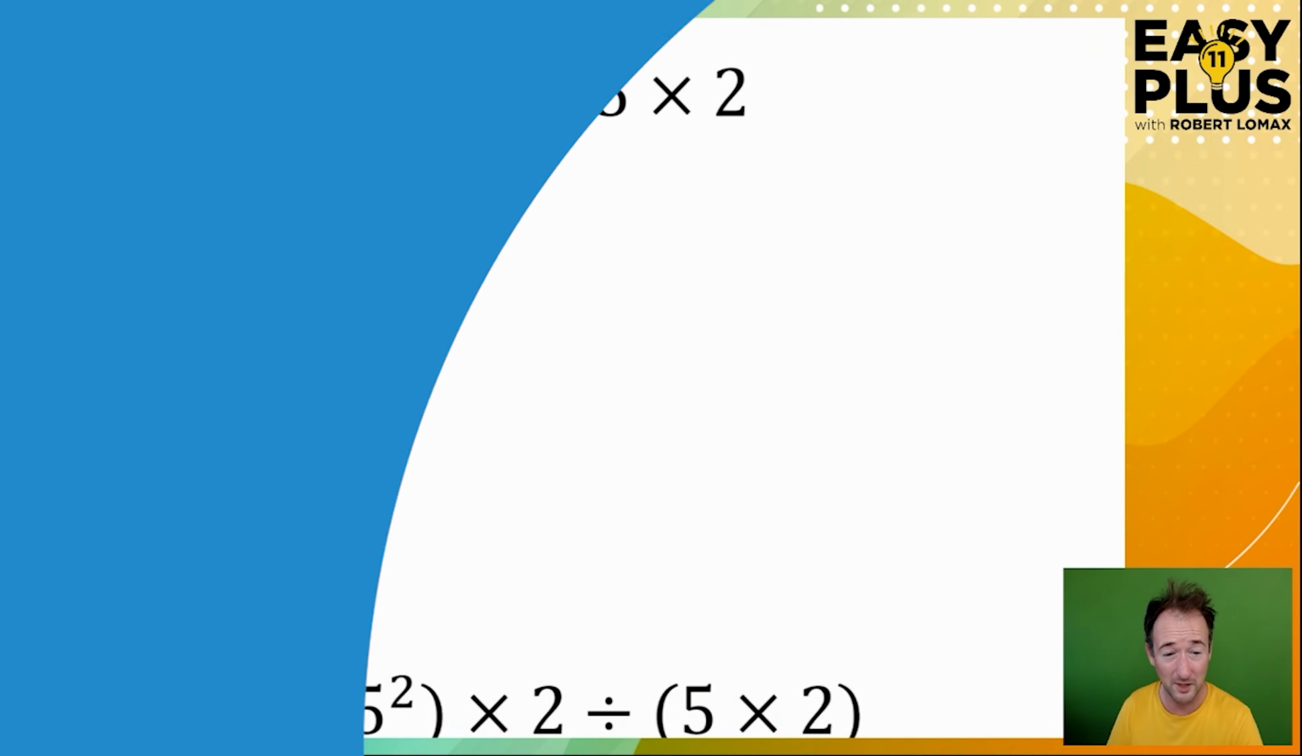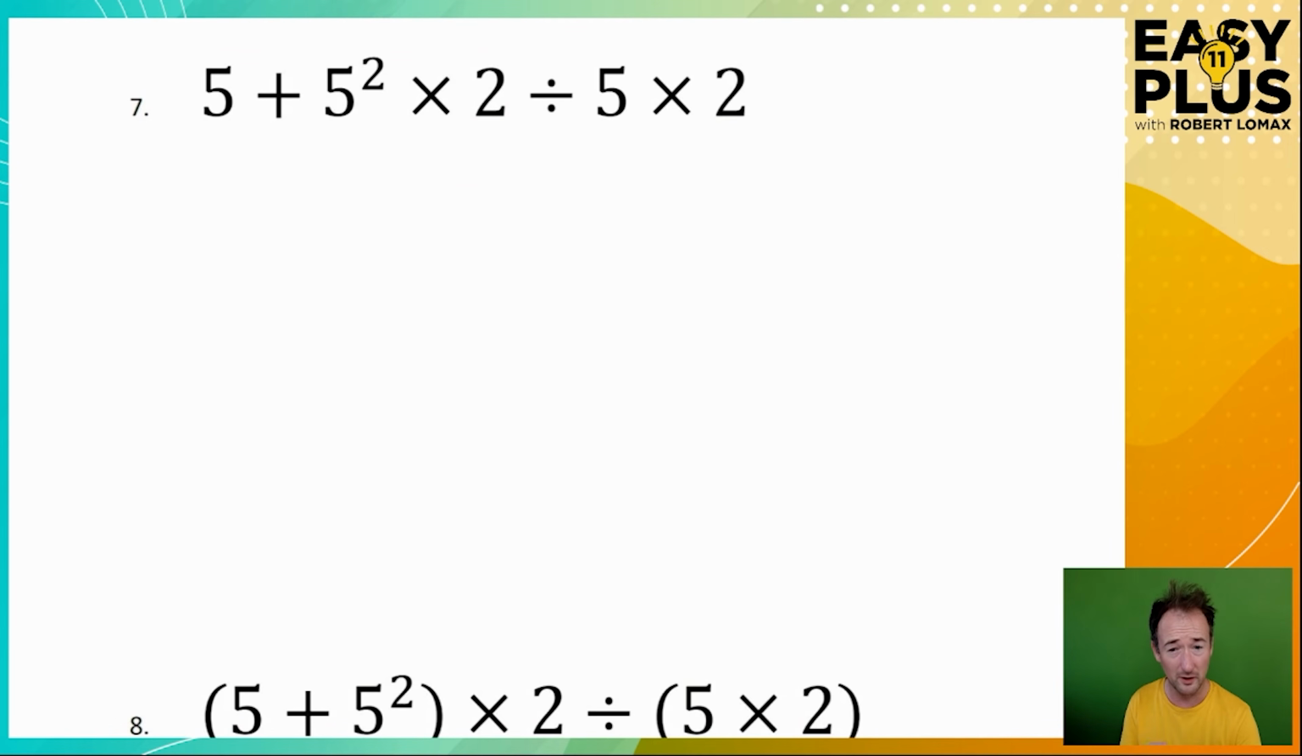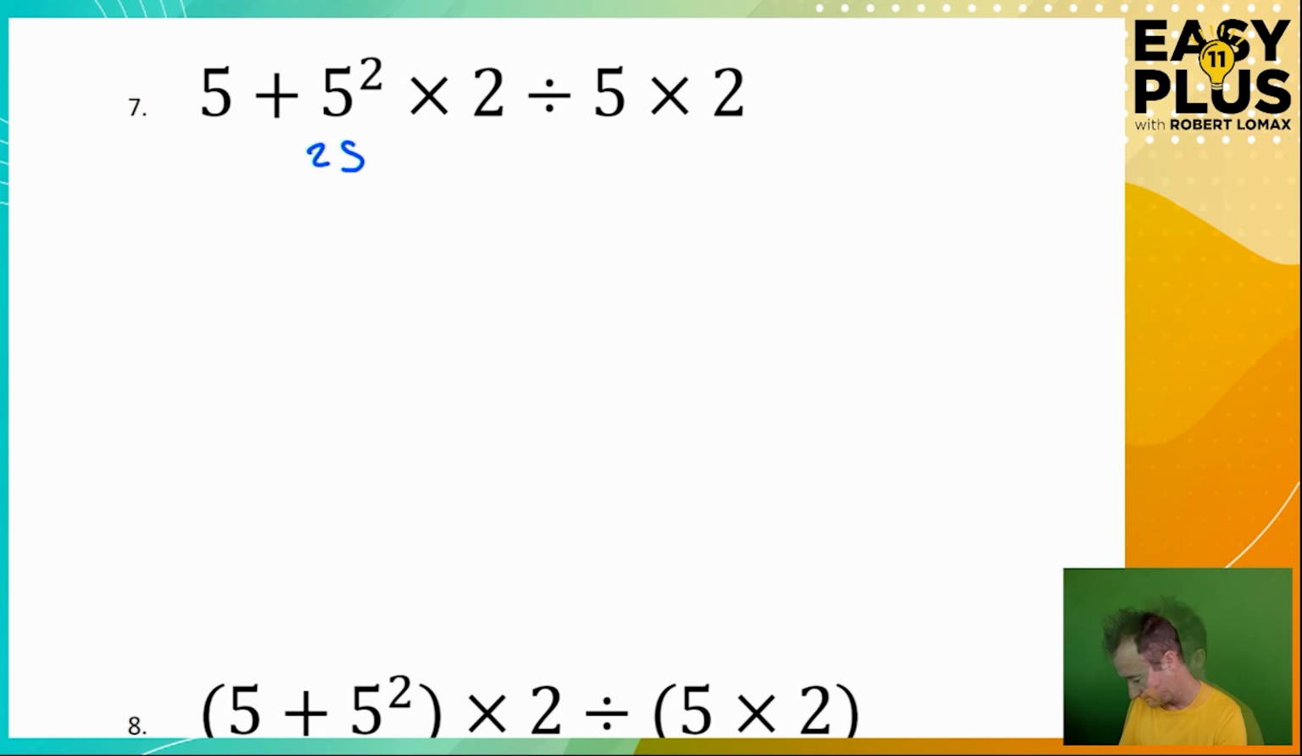Now this one looks really complicated, but again we're just going to work a step at a time. So brackets, there are no brackets. Indices, here we have one. So we got 5 squared. This means that first of all, we need to translate 5 squared into 25, because 5 times 5 is 25. Now we need to do any multiplying and dividing in the order that these things appear.